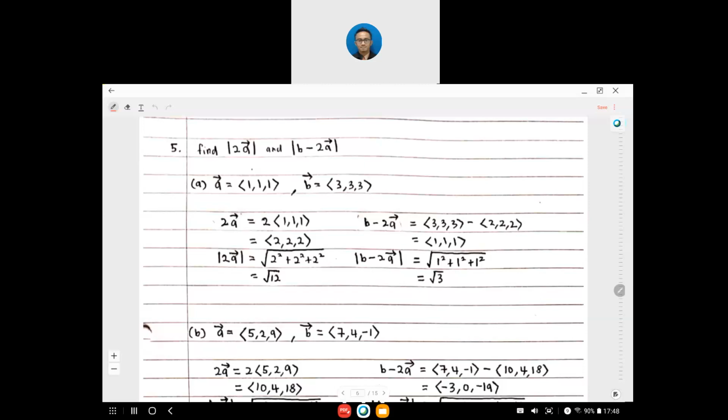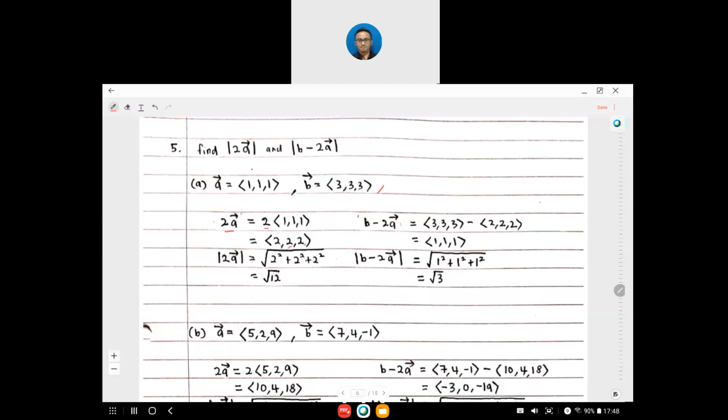Find the magnitude of 2a and then the magnitude of b minus 2a. Okay, and then we already have a, what is a? For question A, vector A is 1, 1, 1, and vector B is 3, 3, 3. Okay, so now you want to find vector 2A first. Vector 2A, you just times by 2 and then you can get 2, 2, 2.